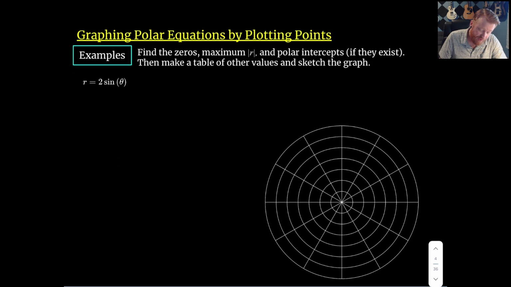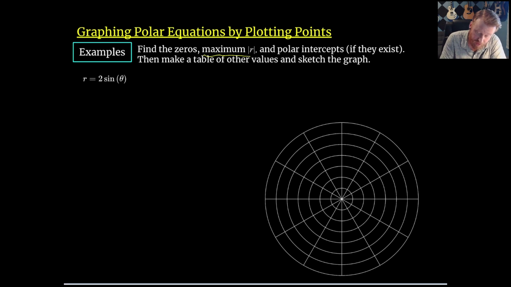So next we're going to graph something that looks like 2 sine of theta, so radius equals 2 sine of theta. Here we're asked to find the zeros, meaning where is the radius going to be equal to 0. That's going to tell us where it goes through the pole. So that is why we would want to know what the 0 is. It'll tell us where it goes through the pole.